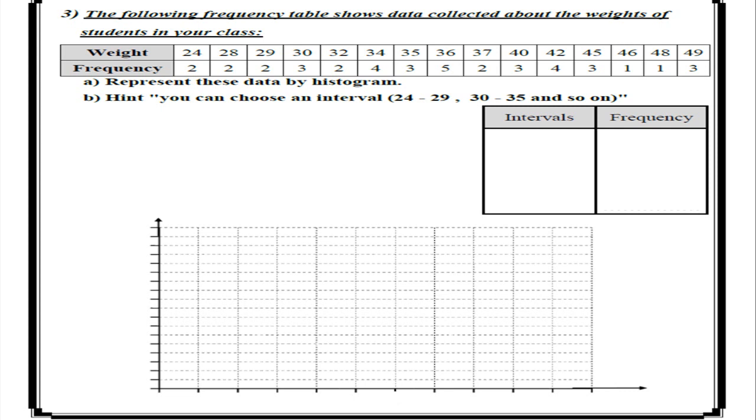And now we will complete this table by using the intervals. The first interval is from 24 to 29. The second is from 30 to 35. The third from 36 to 41. The fourth from 42 to 47. The fifth from 48 to 53. And this means we need to know the number of students whose weights from 24 to 29.